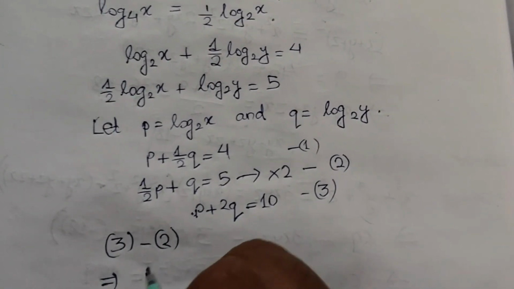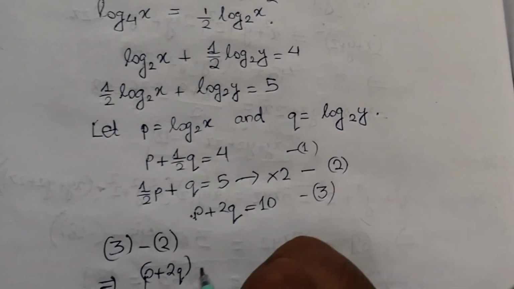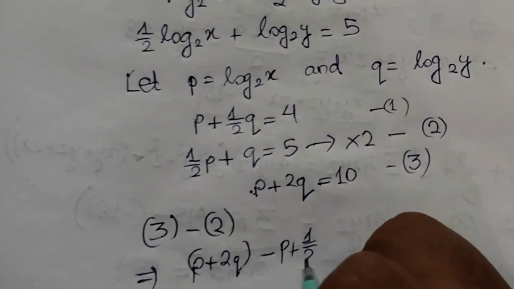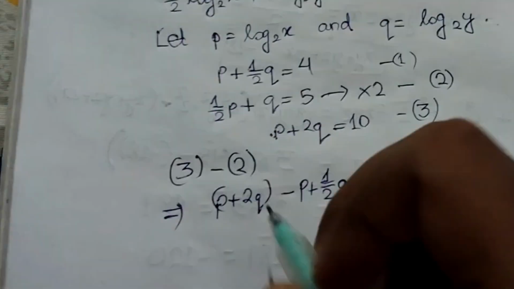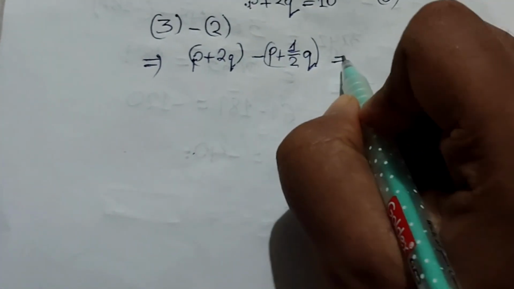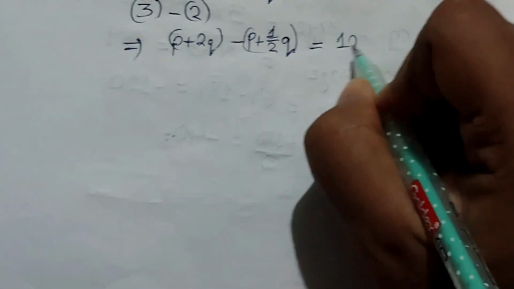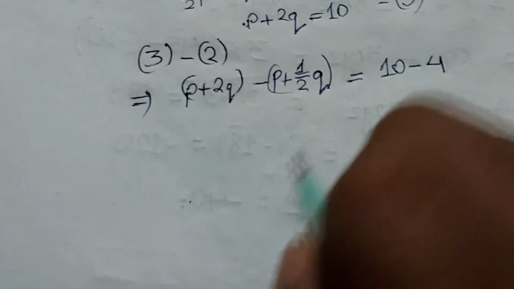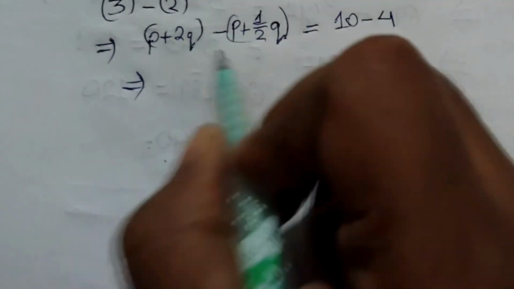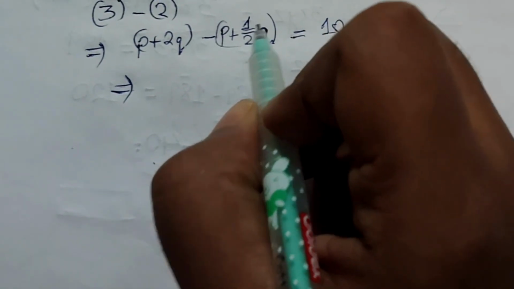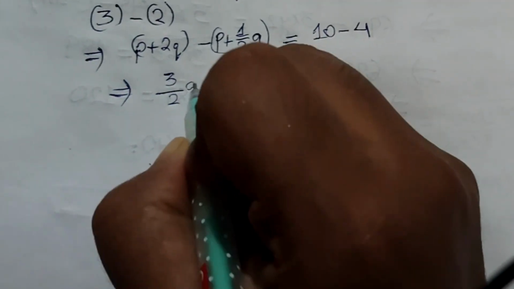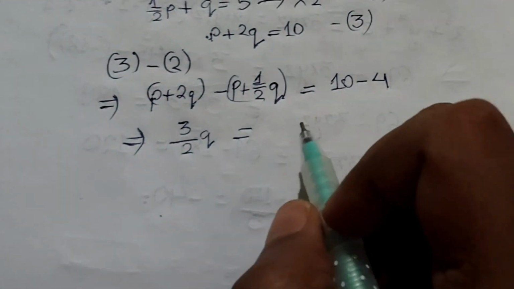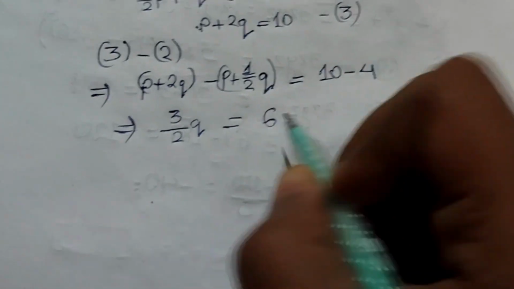p cancels out, so p plus 2q minus p plus half q, and this becomes 10 minus 4. Now this p cancels out and we get 2q minus half q, which is 3 by 2 q, equals 10 minus 4, which is 6.